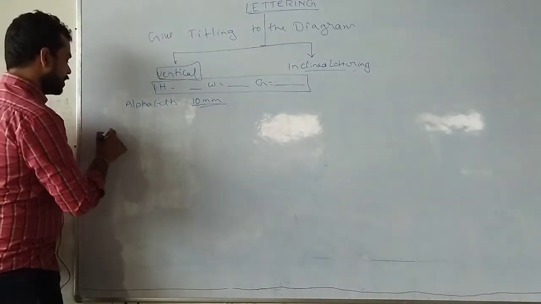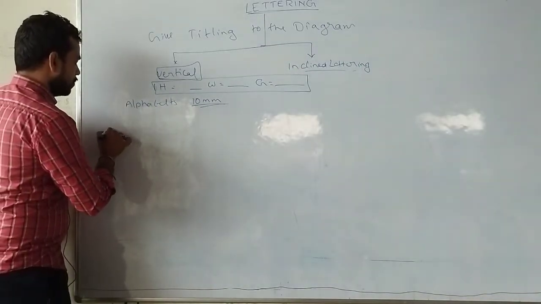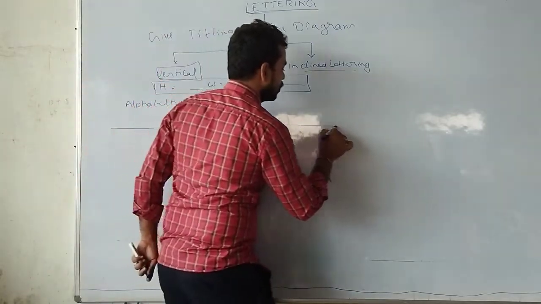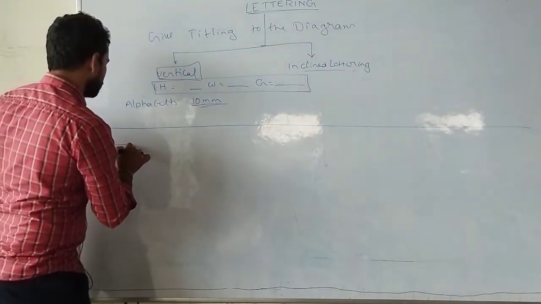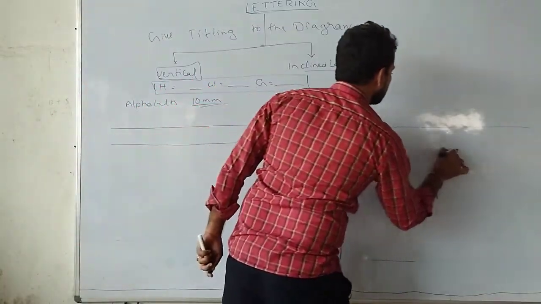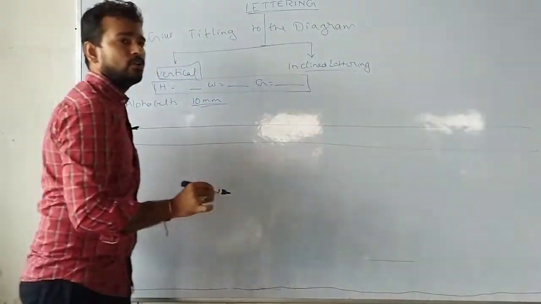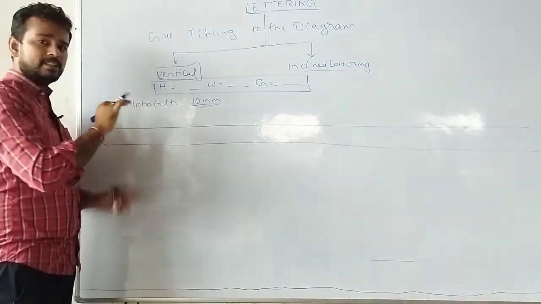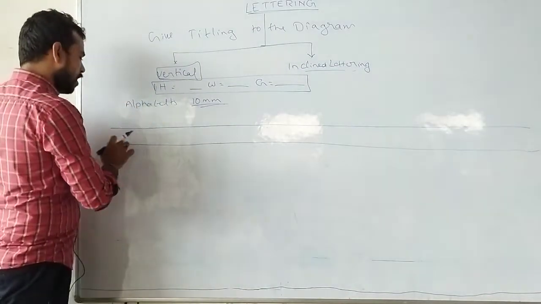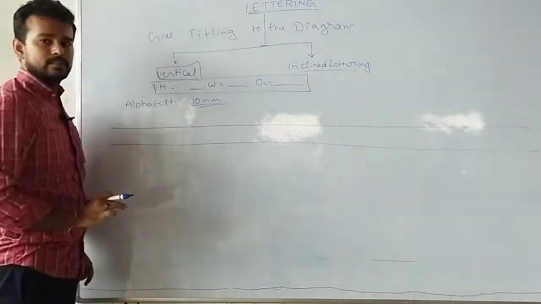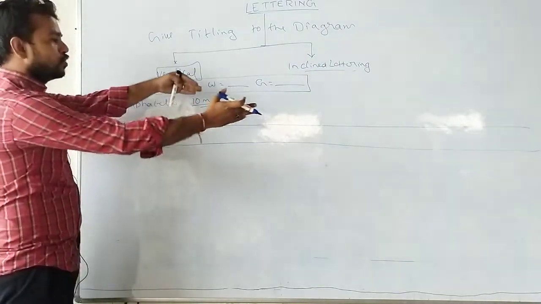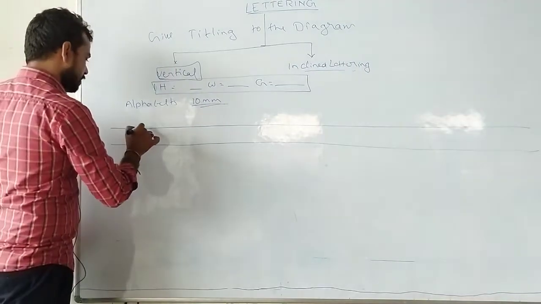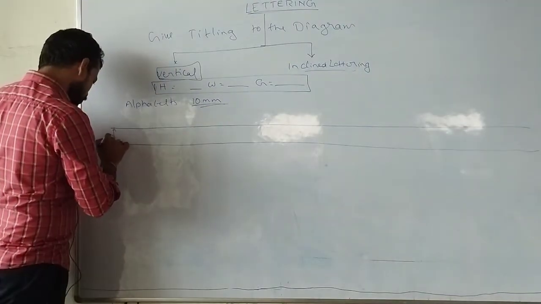For this purpose, first of all I have to draw two lines which are 10 mm apart. Why? Because the height of each and every alphabet is the same. We are going to draw all alphabets within this 10 mm gap. So I have taken two lines where the gap between them is equal to 10 mm.